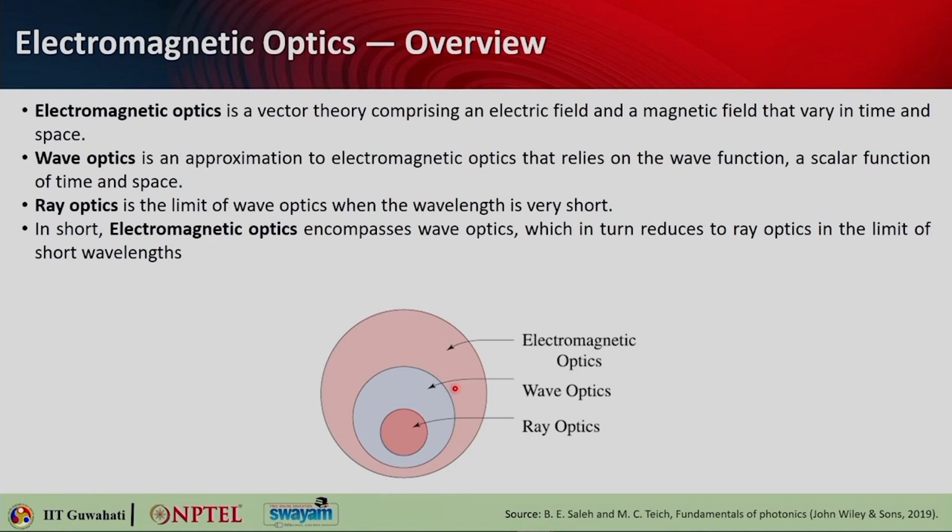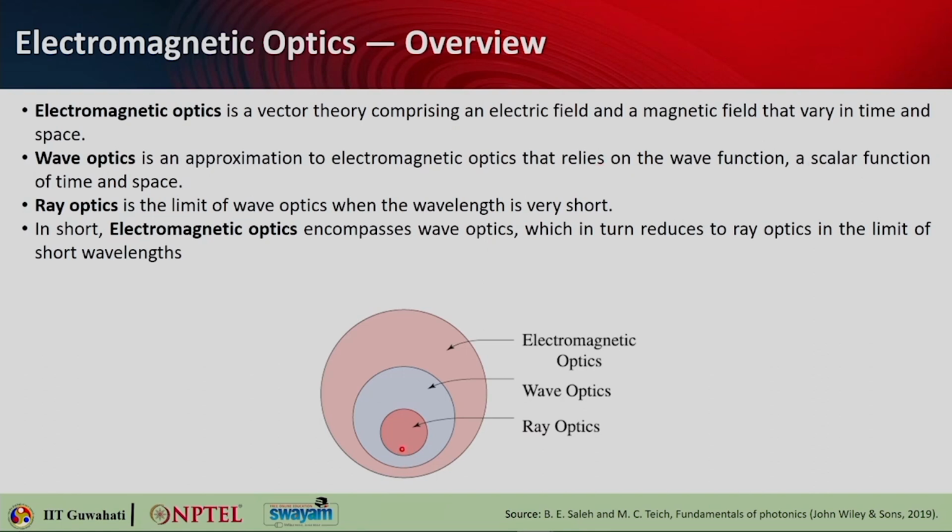You can actually see that electromagnetic optics is basically a vector theory that comprises both electric field and magnetic field that vary with time and space. If you look into wave optics, which is basically a subdomain of electromagnetic optics, it is an approximation of the electromagnetic optics that relies on a wave function. That's why we call it wave optics. And you can describe it as a scalar function of both time and space.